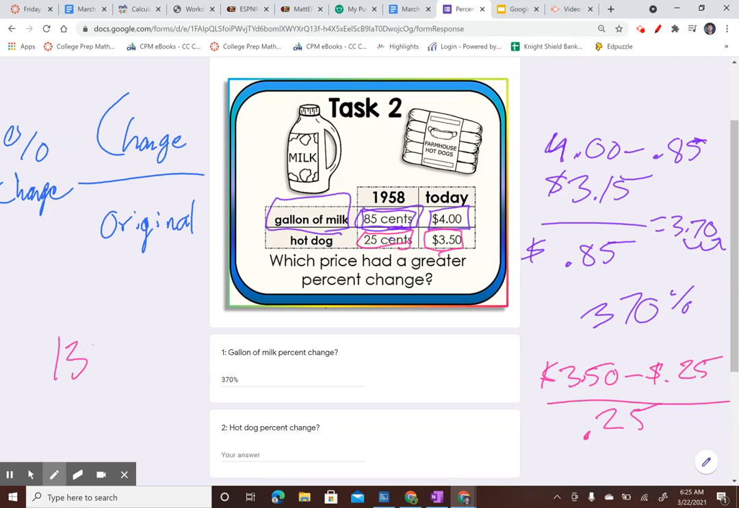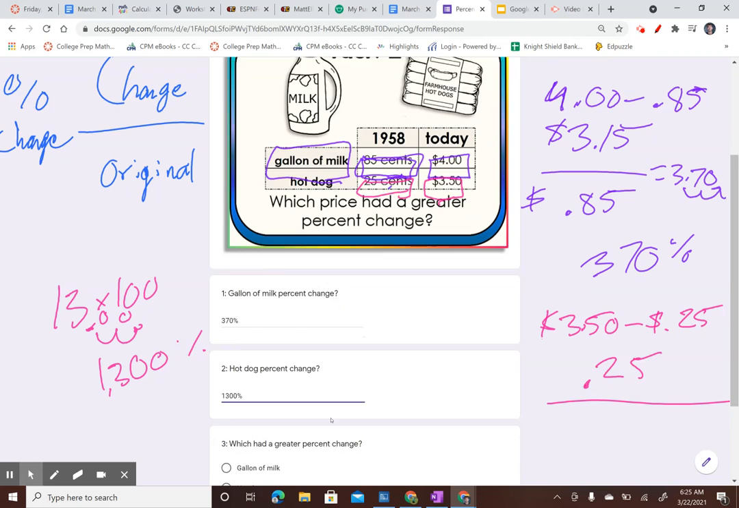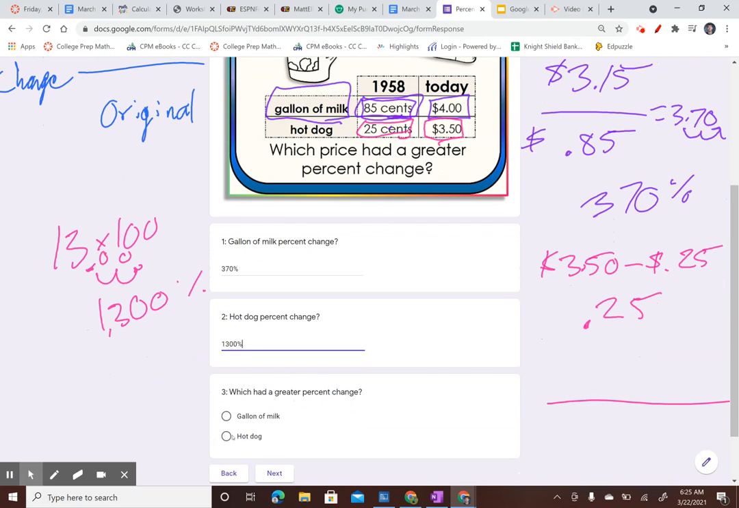Well, is 13 my percent change? No, I still have to multiply by 100. Decimal places here, I need to move it 1, 2 spots. You can put zeros in there. And so now it's actually 1,300%. That's quite a percent increase. So when I'm comparing these two items, the item with a greater percent change is going to be the 1,300% change compared to the 370% change. So I'm going to go with a hot dog here.